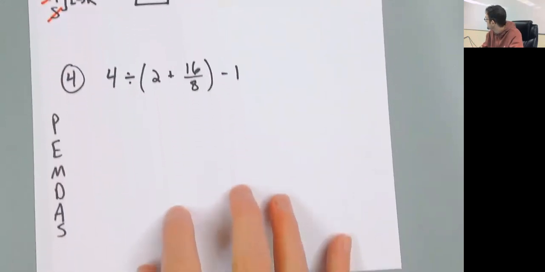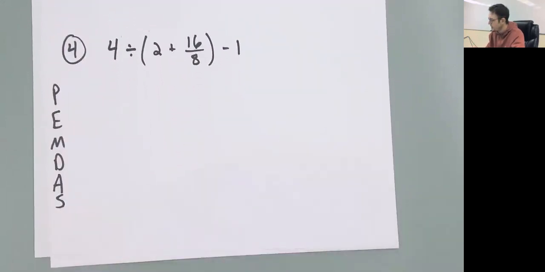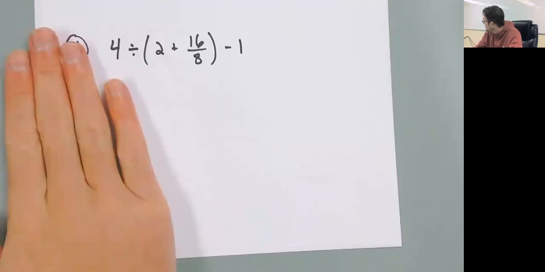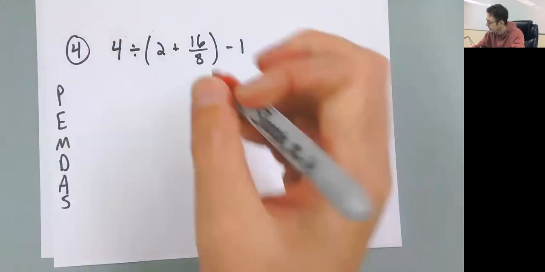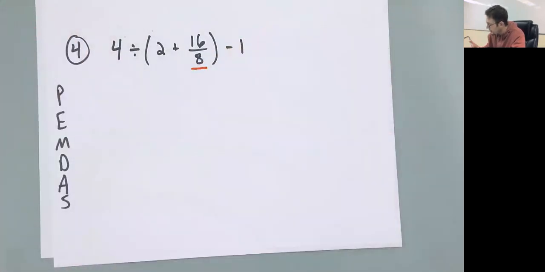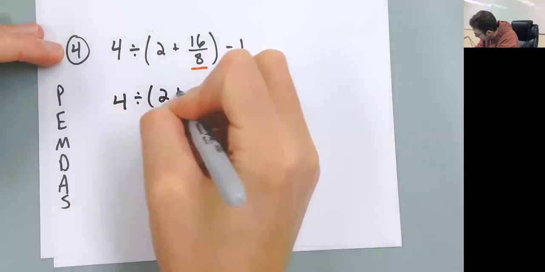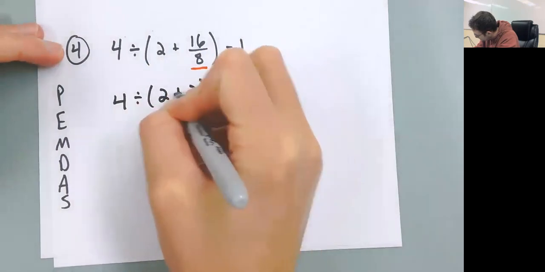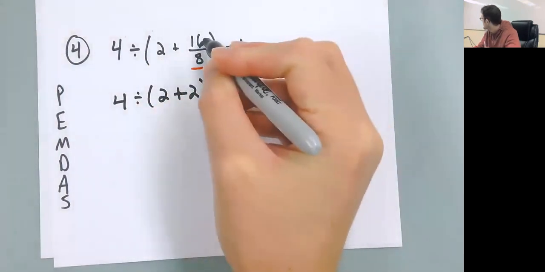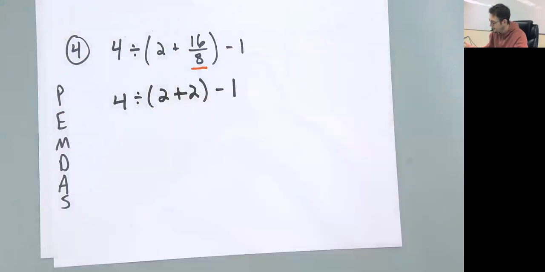Next one. Okay, without looking at PEMDAS, I'm first going to look at that. Can I simplify anything? And the answer is yes. I can simplify this. All right. So I'm going to rewrite this as 4 divided by 2 plus 2 minus 1. 16 divided by 8 is 2. All right. Now I look at PEMDAS.